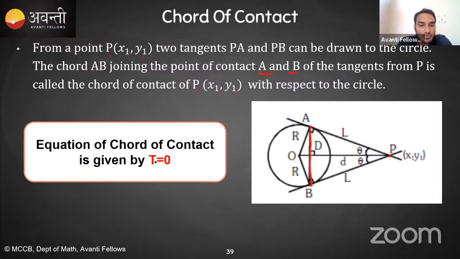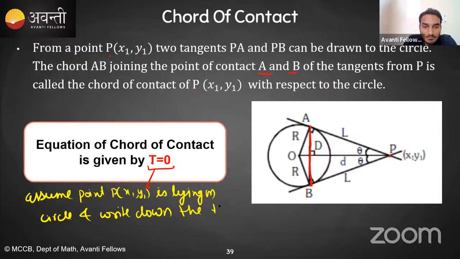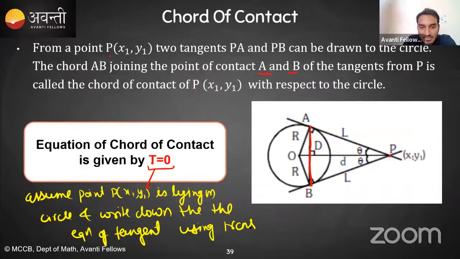Clear? So what is the equation of chord of contact? It is given as T = 0. What is T = 0? This means assume point P, which is (x1, y1), is lying on the circle, and write down the equation of tangent using transformation. Okay, using transformation. That's it.